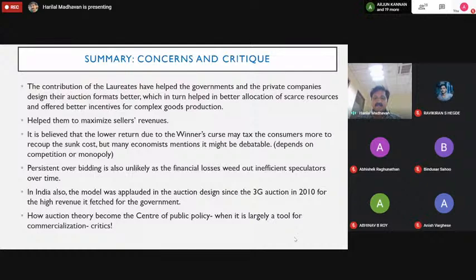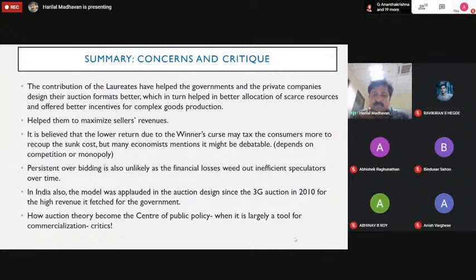This is considered to be very successful in the beginning, because the 2010 3G auction gave a lot of revenue to the Indian government. But many problems are now being raised regarding the success of this. I'll talk about that in a while. So, in summary, the contribution of the laureates has helped governments and private companies design their auction formats better, which in turn helped a better allocation of scarce resources, and also helped them maximize the seller's revenue. That's important.